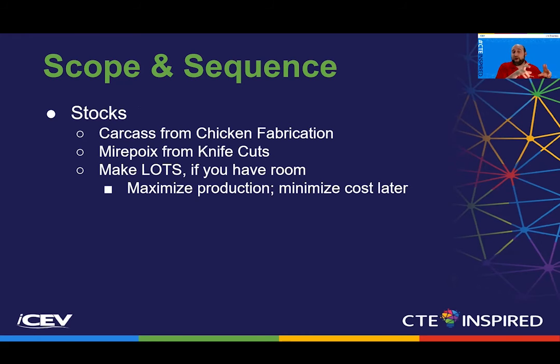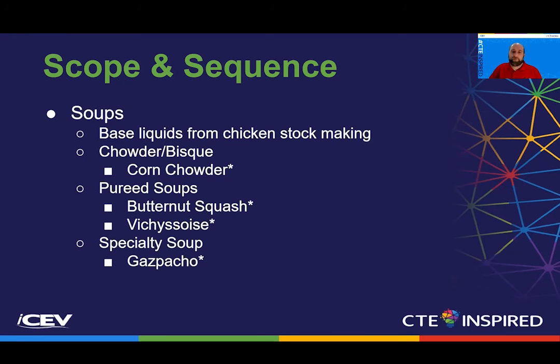The next unit we move into is stocks, where we take a chicken carcass from our chicken fabrication. We take our knife cuts from our mirepoix from the knife cuts that we've already done. So this is basically a free lab because your school district pays for your water anyway. Woo-hoo. So we got to make lots of chicken stock if we have the room to store it. We maximize our production and minimize our costs later down the road by making lots of stock. So the only money that you'll need to spend here is probably just for your aromatics for your sachet.